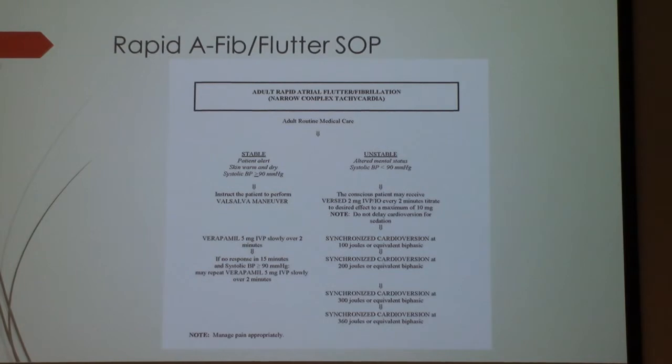With the unstable patients, we're going to cardiovert. We do the same thing, 100, 200, 300, and 360 joules. Again, don't forget Versed if you're going to cardiovert somebody. And if they are feeling some pain or complaining, you can give some fentanyl along with it.